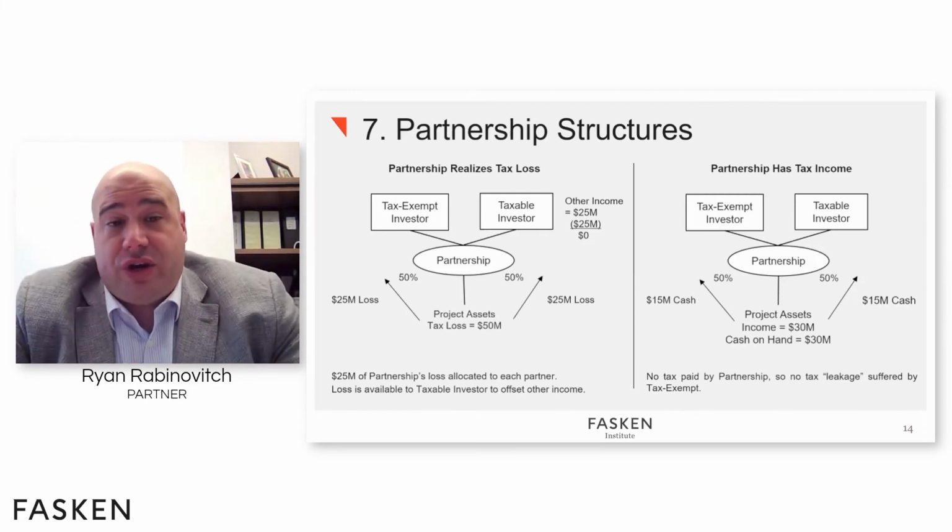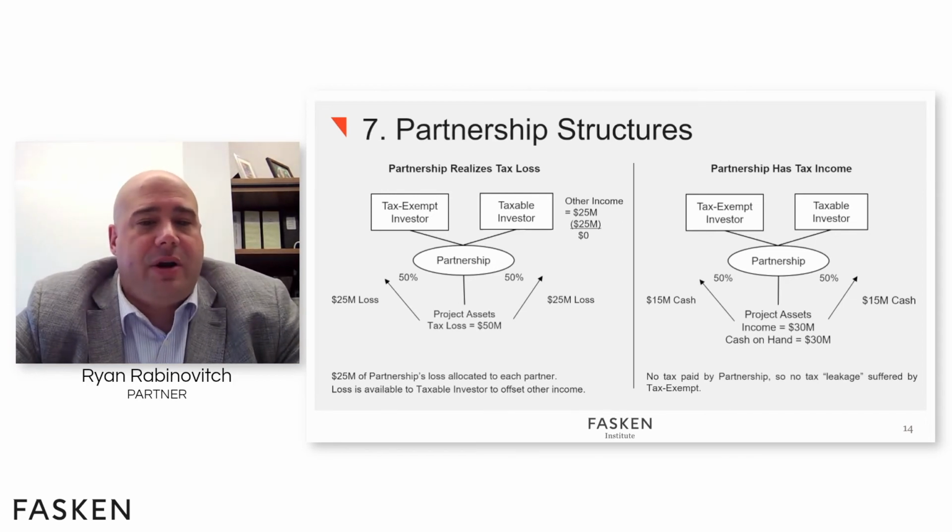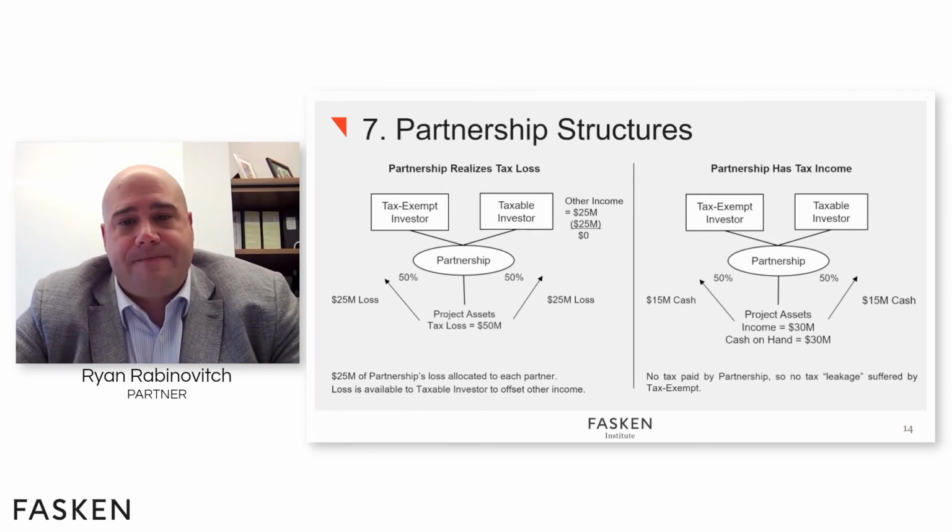So just an illustration of what we just discussed in a situation where a partnership, where a project has a loss. Again, if it's a $50 million loss, in theory, 50-50 partners, 25 and 25, and therefore $25 million of the loss belongs to the tax exempt and $25 million belongs to the taxable. Again, that's good. That means the taxable can make use of the loss. Remember, in the corporate structure, that $25 million of loss was stuck in the corporation.